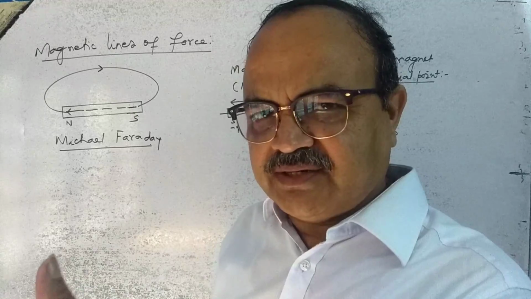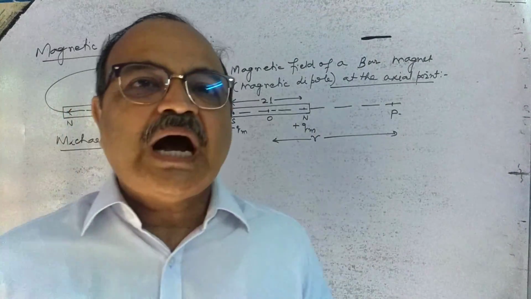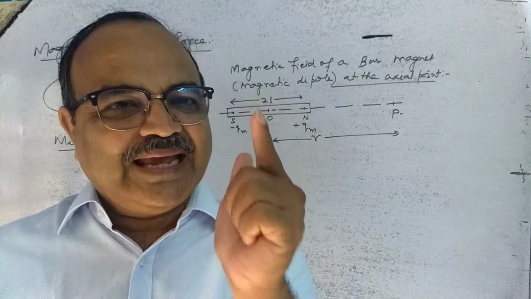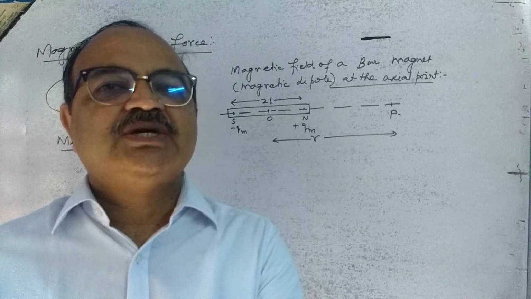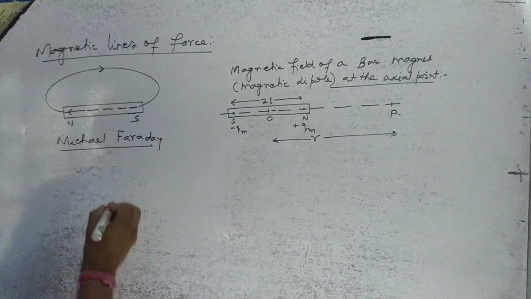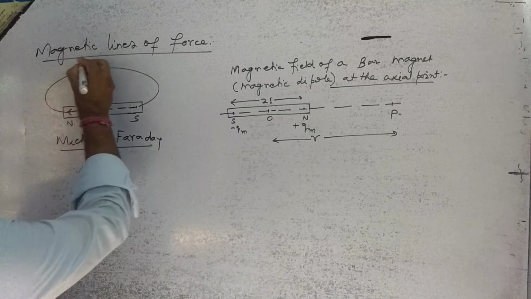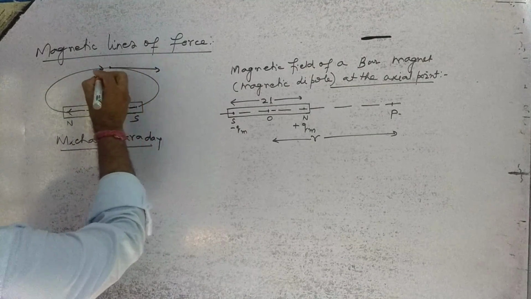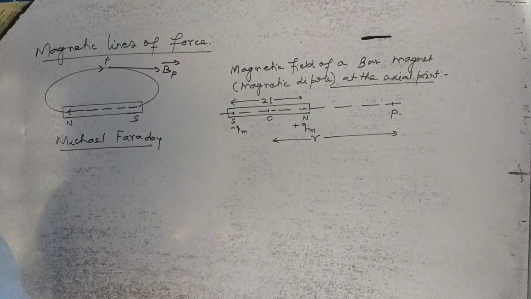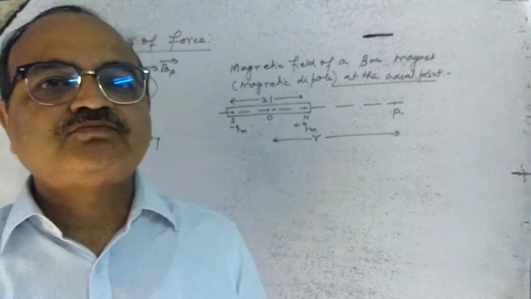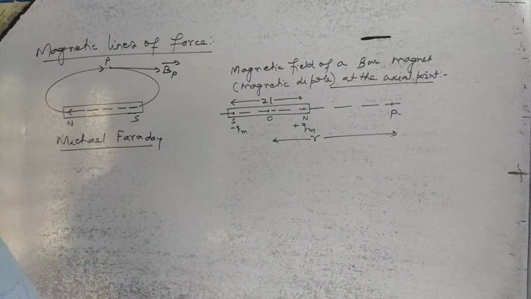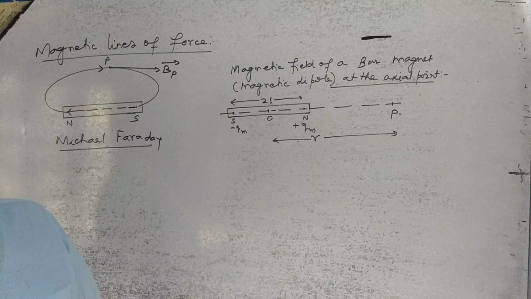I repeat, just like the electric lines of force, magnetic lines of force are the curves such that if a tangent is drawn at any point, the direction of this tangent will give the direction of magnetic field intensity at that point. It always runs from north to south like this. If I draw a tangent here at the point P, let us say, then this gives us B_P vector, meaning the magnetic field intensity at the point P. It is giving us the direction of magnetic field intensity at the point P. Followed? Such types of curves are known as magnetic lines of force.